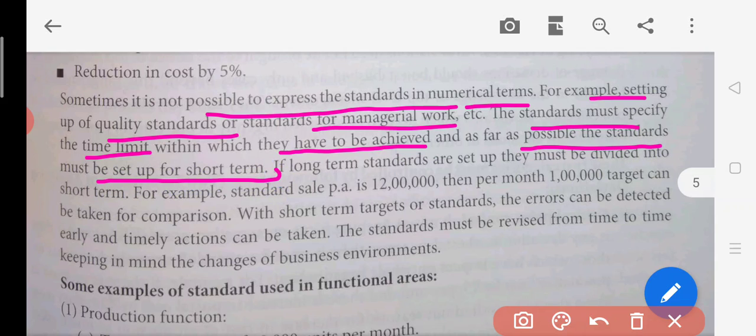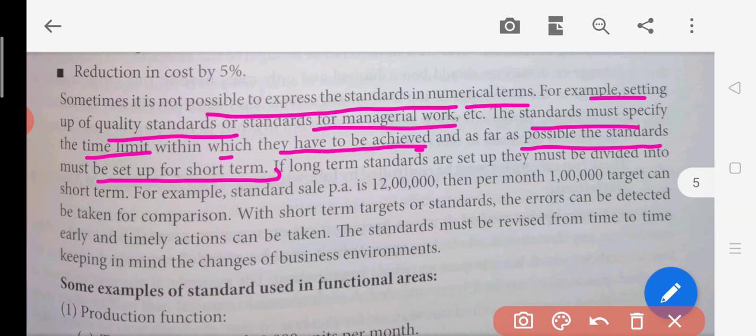So here the standard of the managerial work, there are something like the performance of the manager cannot be predicted, or they cannot tell how this manager is going to work in the future. So there are no such standards, but still the performance of the manager is judged according to the work within which they have to be achieved. Means there will be some time period for achievement of the target. It is not like that any time you can achieve the target. For 5 years also you can achieve the target. There will be some time bound limit for a particular target.